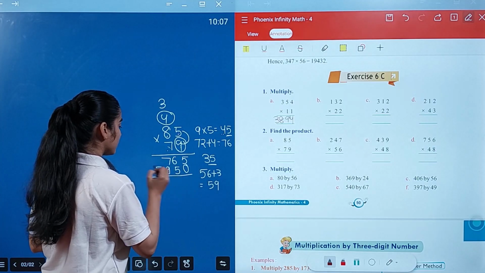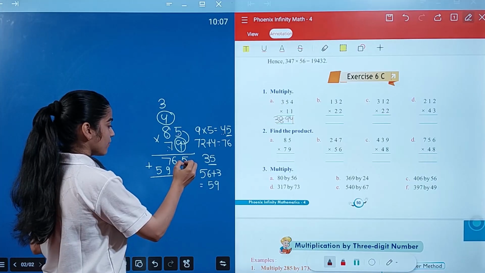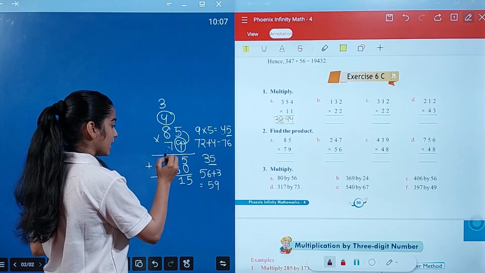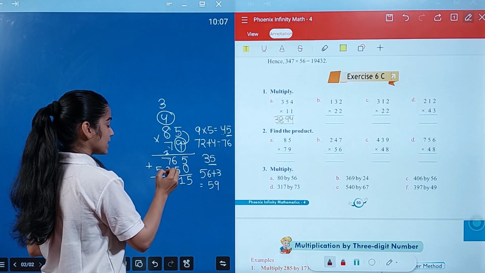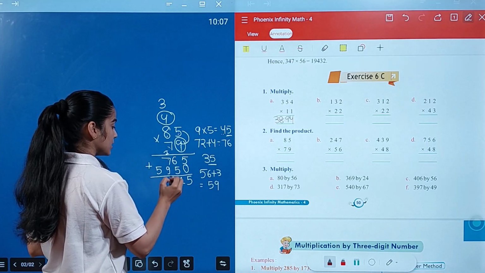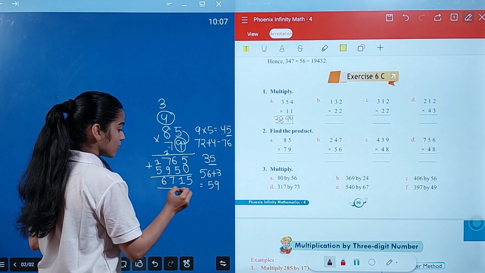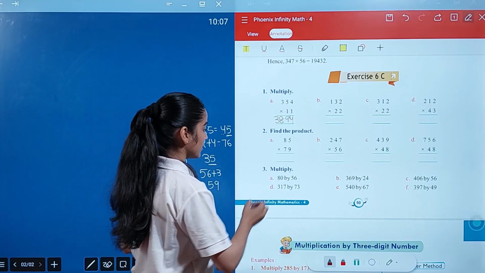Now I have to add these two numbers together. 5 plus 0 is 5. 6 plus 5 is 11 and 1 is carried here. 7 plus 9 is 16. 16 plus 1 is 17. 1 and then 1 plus 5 is 6. So this is your final answer, 6750.